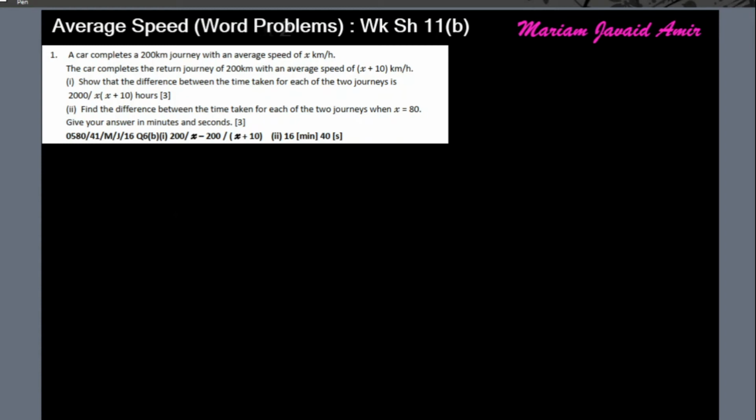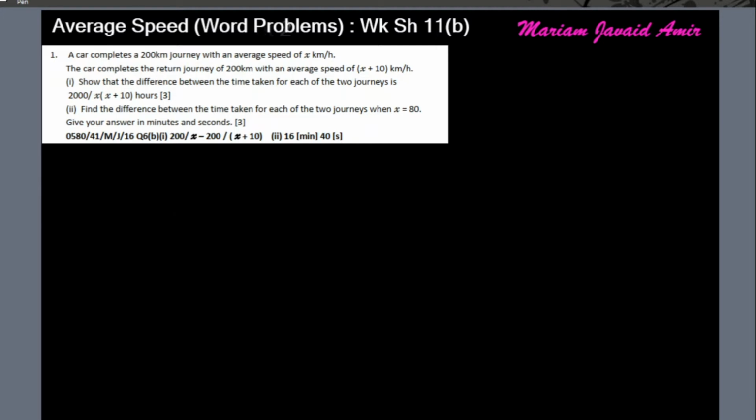We're doing worksheet number 11A, which is on average speed word problems. Question number 1, which says a car completes a 200-kilometer journey with an average speed of x kilometers per hour. The car completes the return journey of 200 km with an average speed of x plus 10 km per hour.